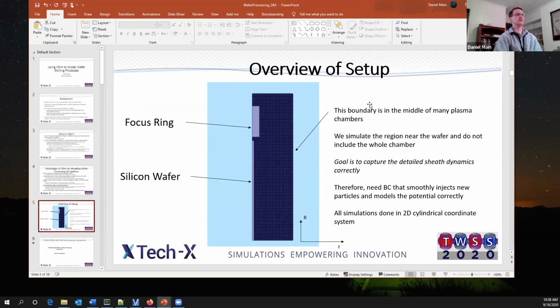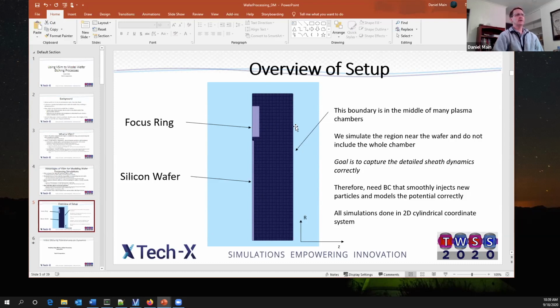Here's an overview of the setup. In this simulation, I've got this silicon wafer, and I've got a focus ring, and I can easily adjust both of them. For example, this height here can be adjusted very easily.